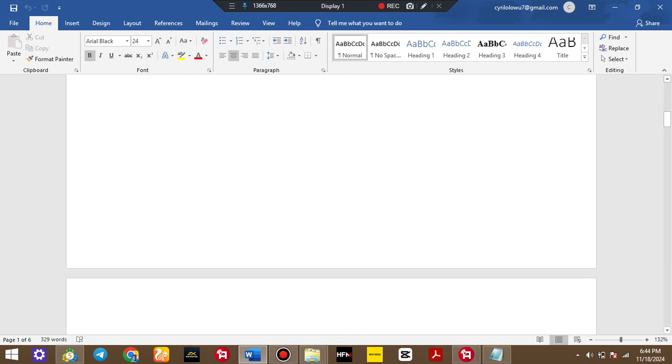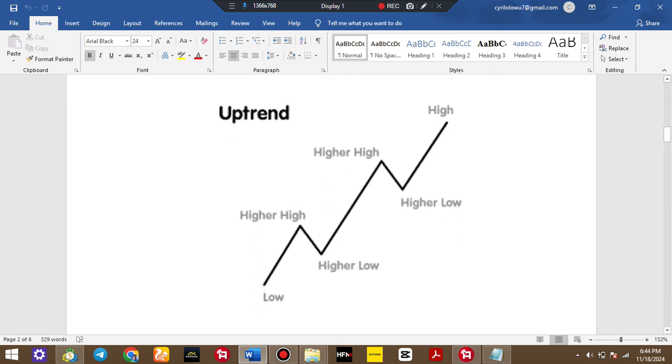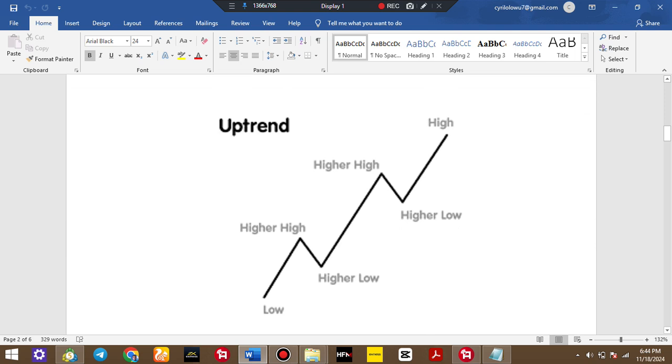Before we move to the chart, we have some paperwork that we explain that. Now this is an example of an uptrend. This is how an uptrend looks like, right? Though it might not be as smooth or as clean as this in your chart, this is just giving you an idea what an uptrend looks like.